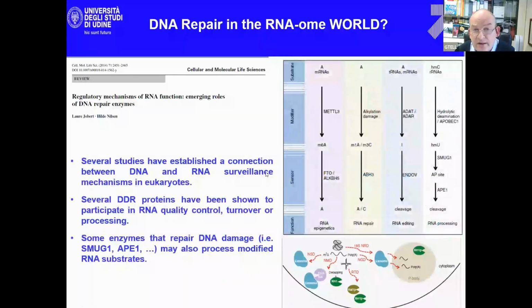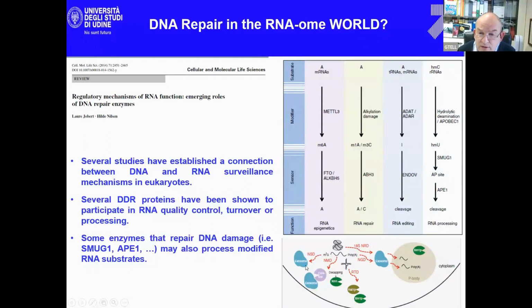What is coming to light in the literature is that there is a connection between DNA and RNA surveillance mechanisms in mammalian cells. We have just started to open a kind of Pandora's box, trying to understand what the mechanisms are responsible for recognition of specific lesions on RNA, and for its eventual degradation or repair. A number of DNA repair proteins participate in RNA quality control, in its turnover, and in its processing.